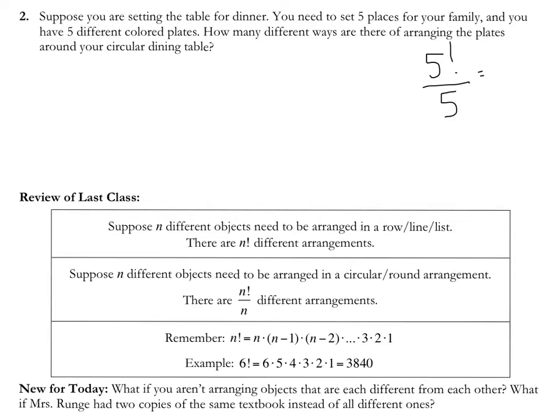However, suppose that you didn't remember that. Let's try to reason through it a little bit together. So let's draw our circular dining table. And we know that we have 5 place settings.